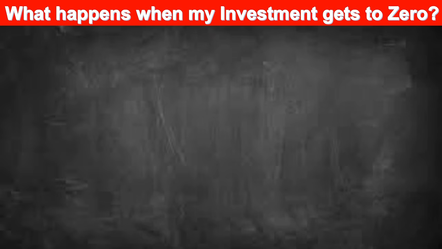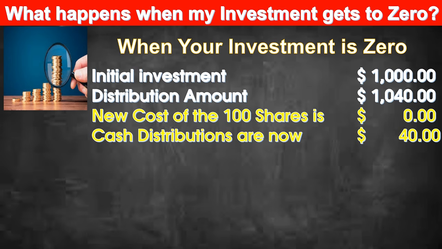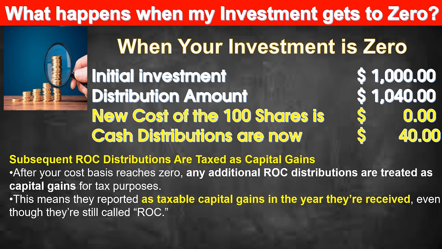Now, what happens when my investment gets to zero? When your investment gets to zero, which we'll explain here, is the initial investment of $1,000. In our scenario here, 13 months of distributions gives you $1,040 of cash input. Your new cost of those 100 shares is now zero, and your cash distribution is now $40.